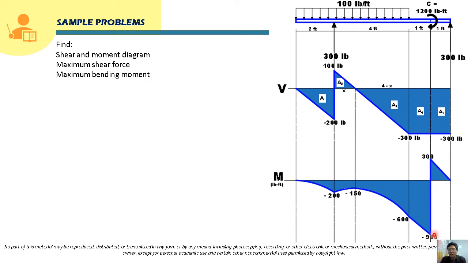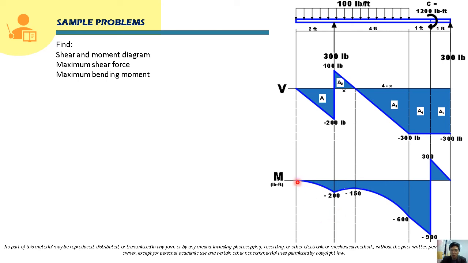Okay, and then at this same point, class, due to the applied couple here, this moment will be changed to 300. It will become positive 300, so it will be plotted above the x-axis. And then from here, at this point, we know that the moment is 0. Okay, so we are going to connect the points here, class.